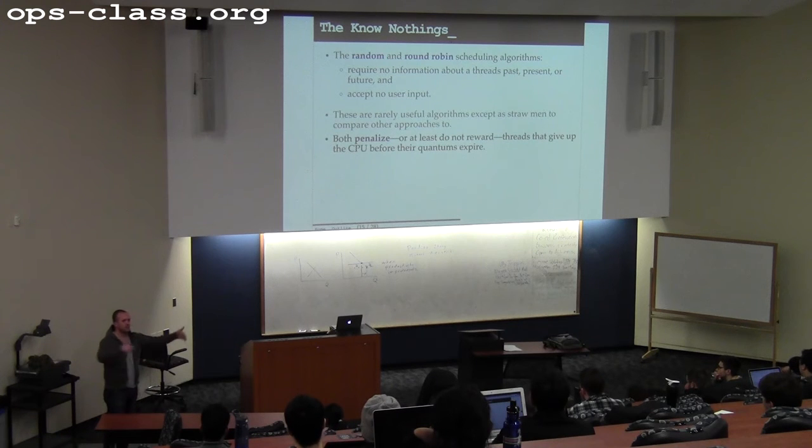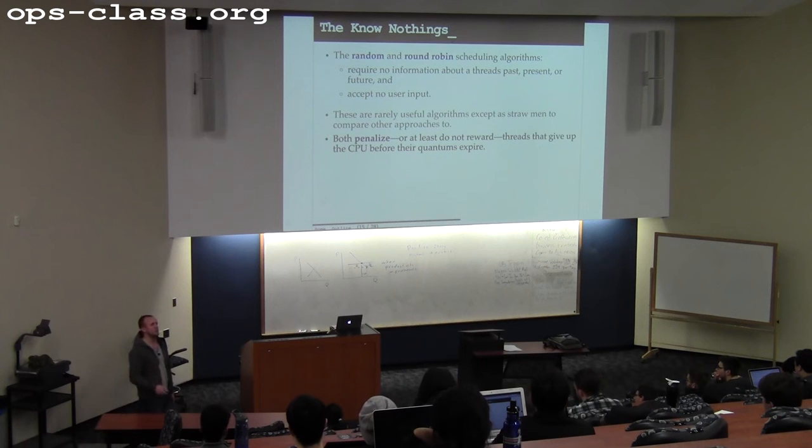So the thread that runs is computing pi or doing something computationally intensive. It's going to use all of those 100 quanta. And the other thread, by definition, is blocking quickly. And so it's going to use a very small amount each time. So it's going to get a lot less CPU. Right? And this is an issue with these types of scheduling approaches.